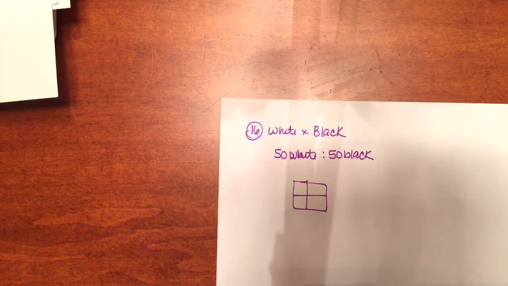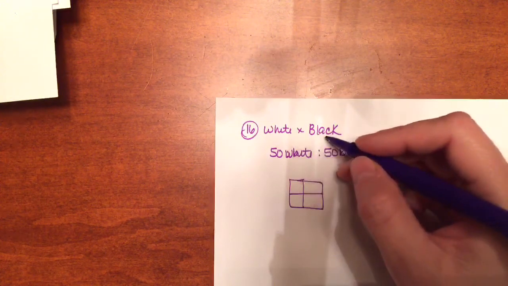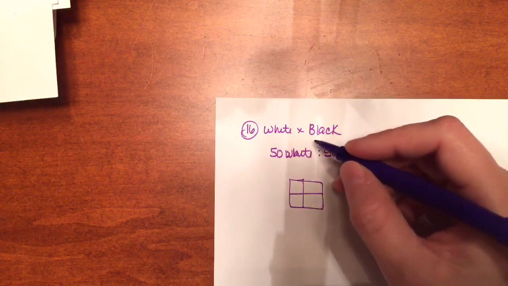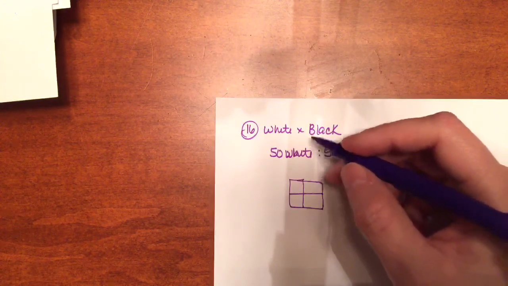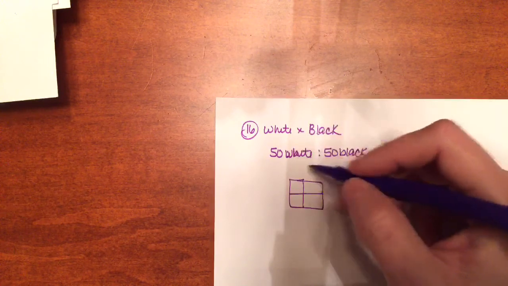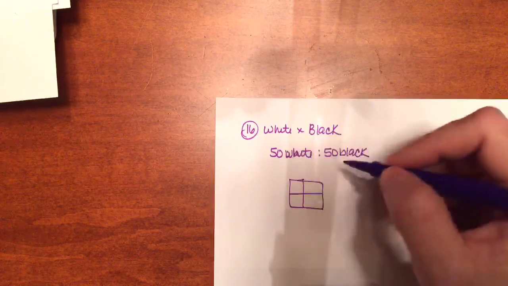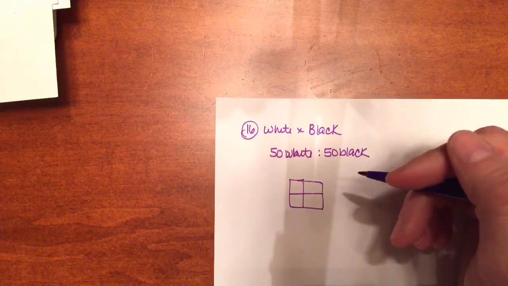So looking at this, you get white or black, crossing a white and a black, to get a 50-50 ratio. One of them probably is dominant, because there's no indication of blending, because if a white and a black would give you an intermediate of gray.